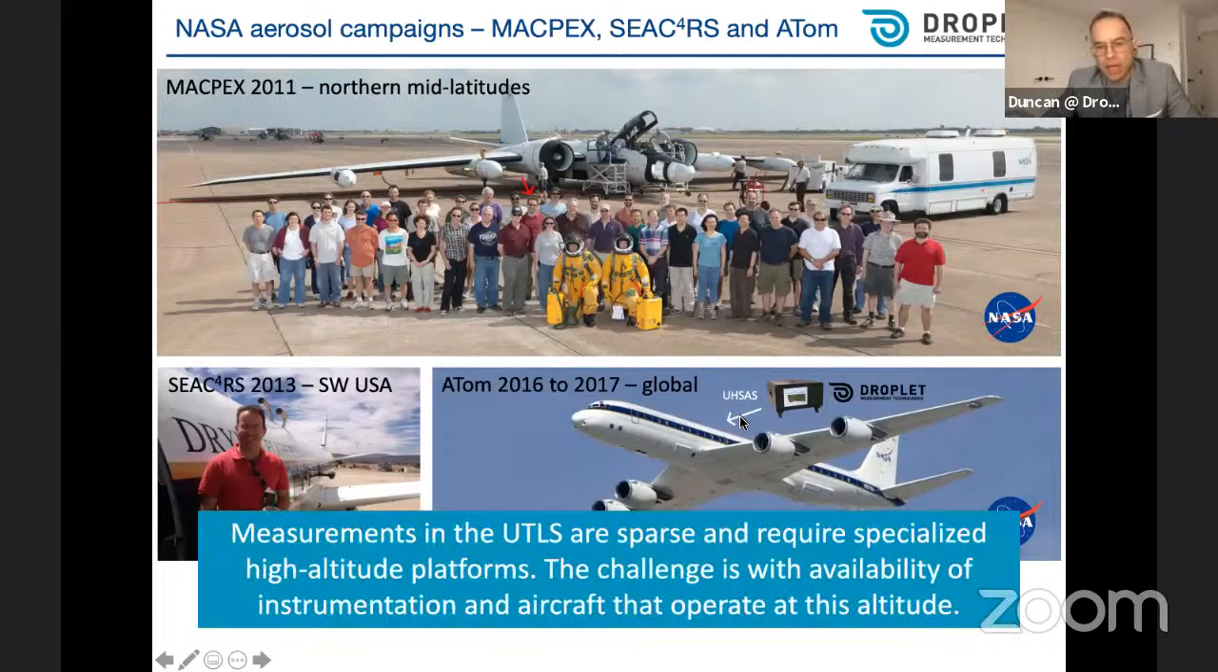These measurements in the UTLS are sparse and required specialized high-altitude platforms. The challenge with studying aerosols in the UTLS is that there are very few instruments that perform well at this high altitude, and also there are very few aircraft that operate at this altitude.